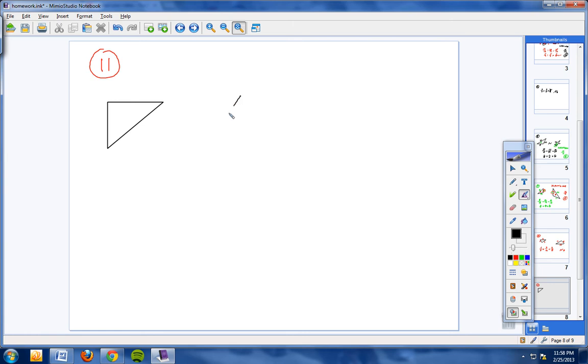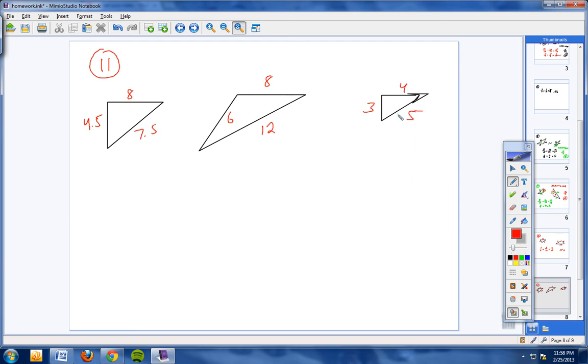There's one triangle. All right, now let's see. We got a 4.5, 8, 7.5, 6, 8, and 12. 3, 4, and 5. Okay, here we go. Now, the directions say is either RST or XYZ similar to ABC.